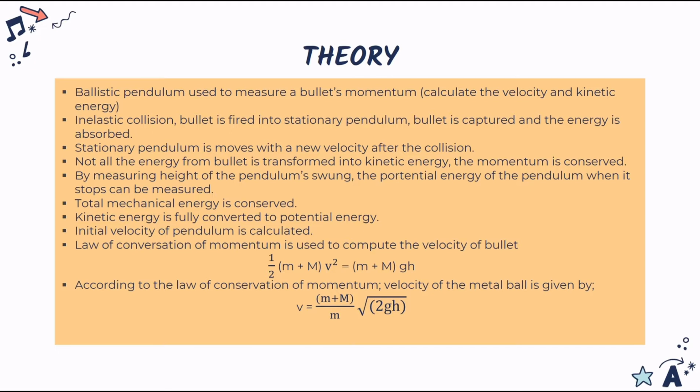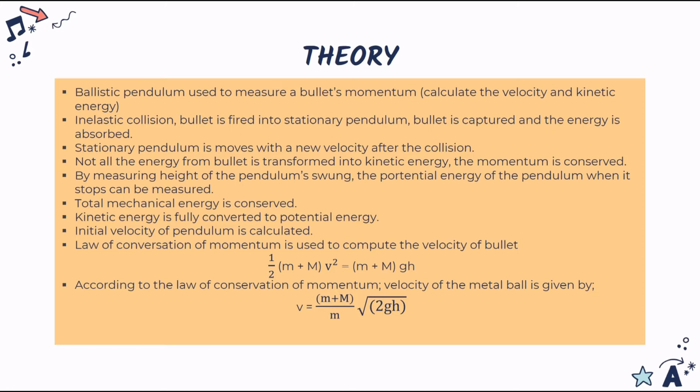The momentum is conserved. By measuring the height of the pendulum swing, the potential energy of the pendulum when it stops can be measured. Total mechanical energy is conserved. Kinetic energy is fully converted into potential energy. The initial velocity of the pendulum, calculated by the law of conservation of momentum, is used to compute the velocity of the bullet.